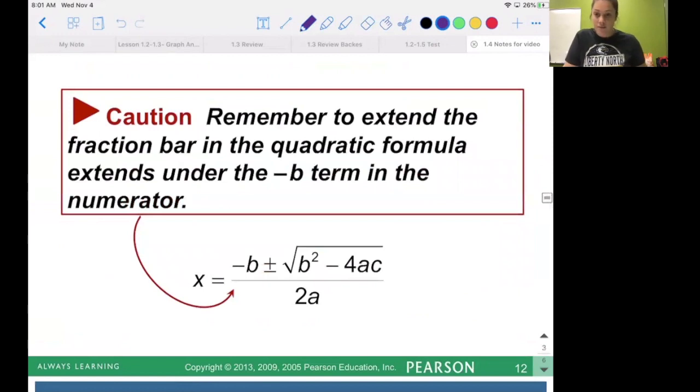One word of caution, make sure that your fraction bar extends the entire way, even underneath that negative b. That's a common mistake that I see students make.